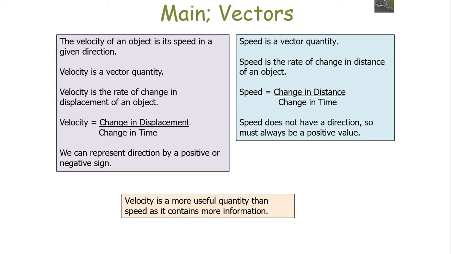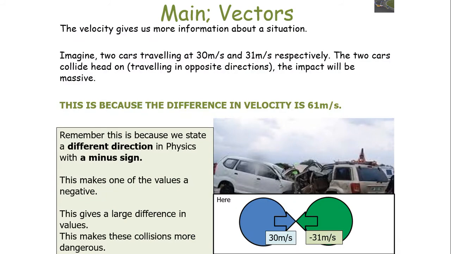Now the velocity is a much more useful quantity than speed, as it contains more information. So imagine two cars travelling head-on. They're travelling in opposite directions. You get a large impact force. Why is that? Because the change in velocity is very large, because now we're considering the direction. Because one is in the opposite direction, it must have a negative sign, so the difference is very large, 61.